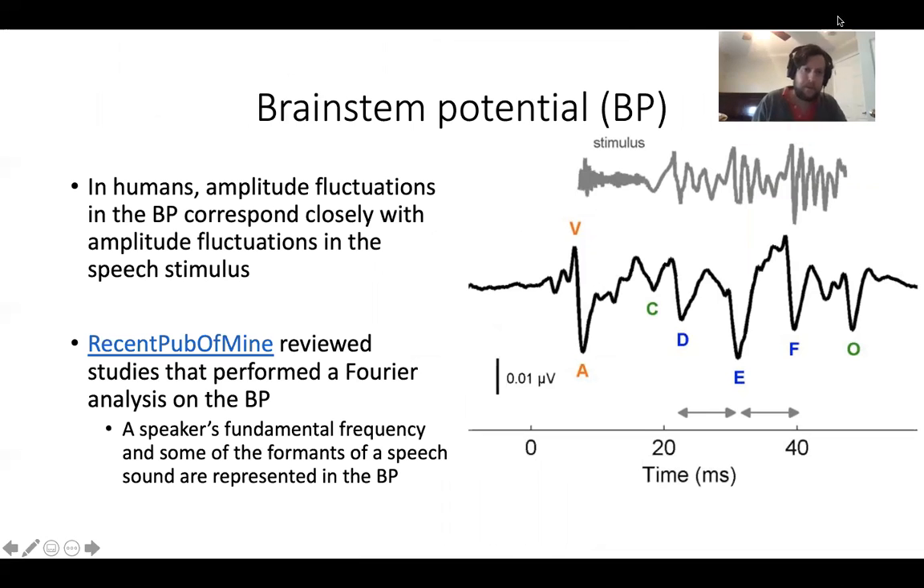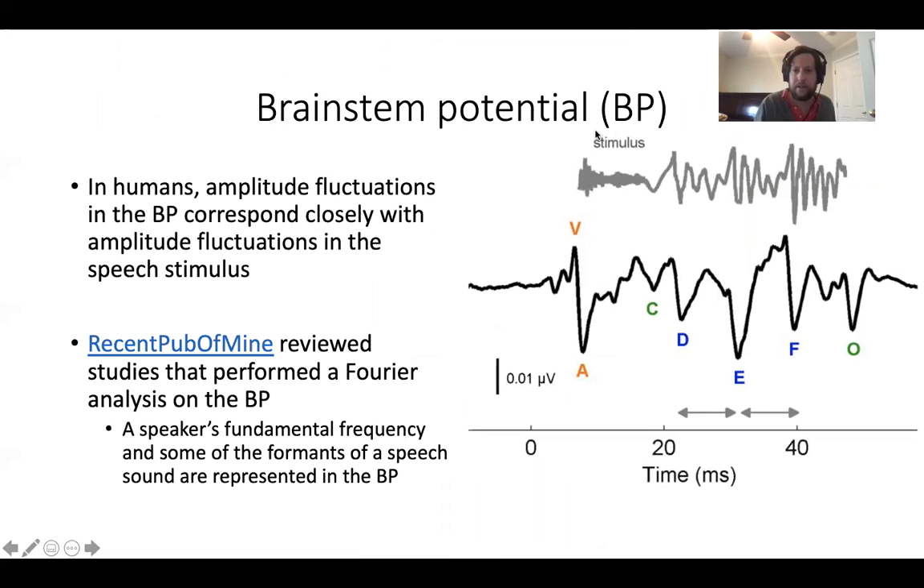Okay, so a little bit more about brainstem potentials, and then I'll talk a little more about ERPs. I'm not sure I'm going to get all the way to mismatch negativity today. There's some neat stuff going on with brainstem potential studies right now. Here's another example of the brainstem potential.